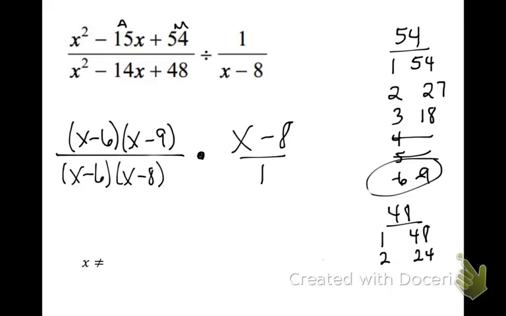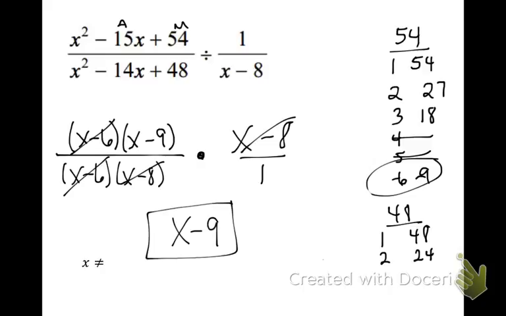Okay, so now we can go ahead and simplify. I have an x minus 8 on the top and the bottom. I have an x minus 6 on the top and the bottom. All I'm left with is x minus 9 on the top, so that's my final answer. Again, don't leave it over 1. We don't leave things over 1. And I don't have restrictions because there's nothing in the denominator.